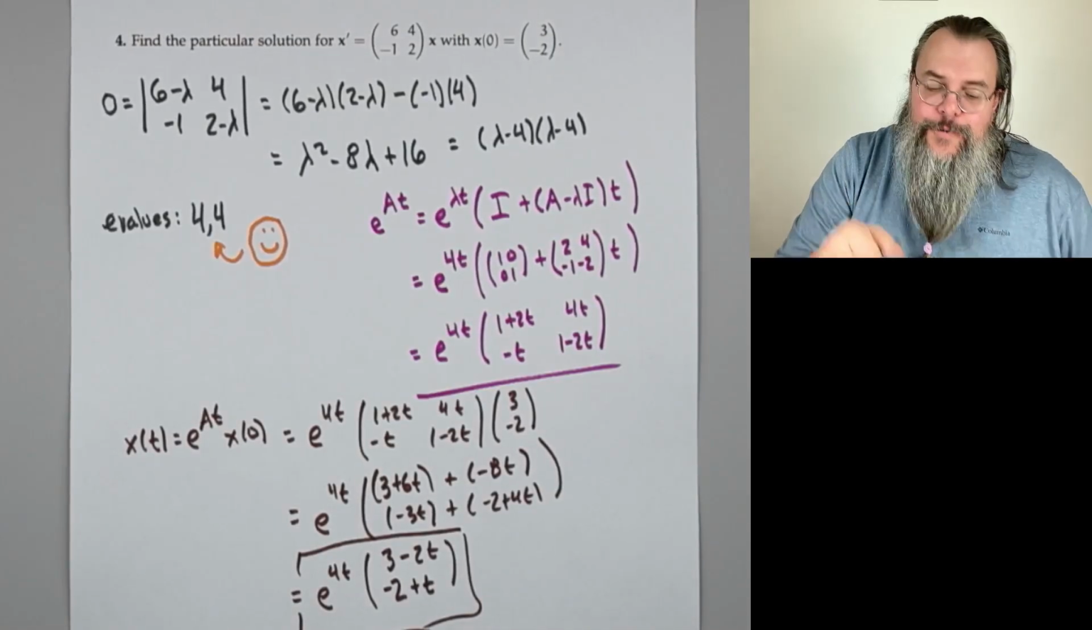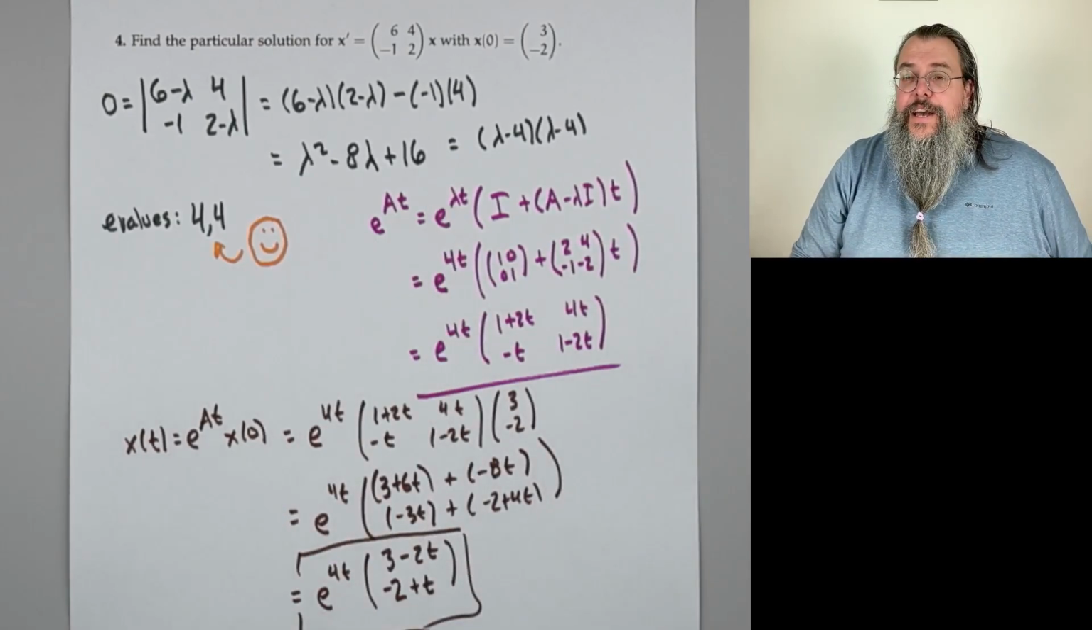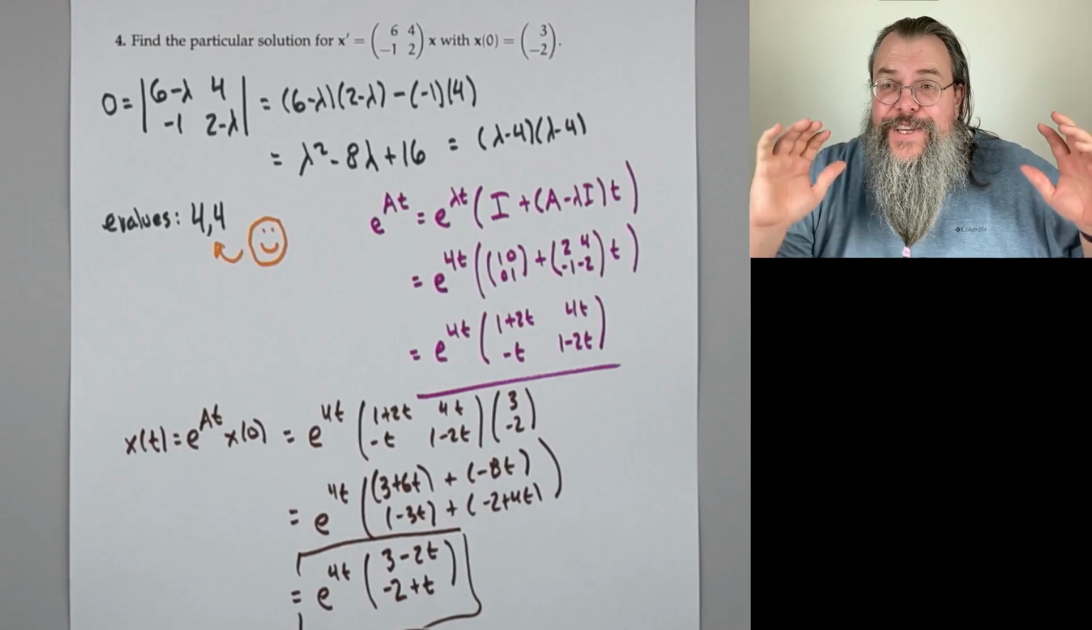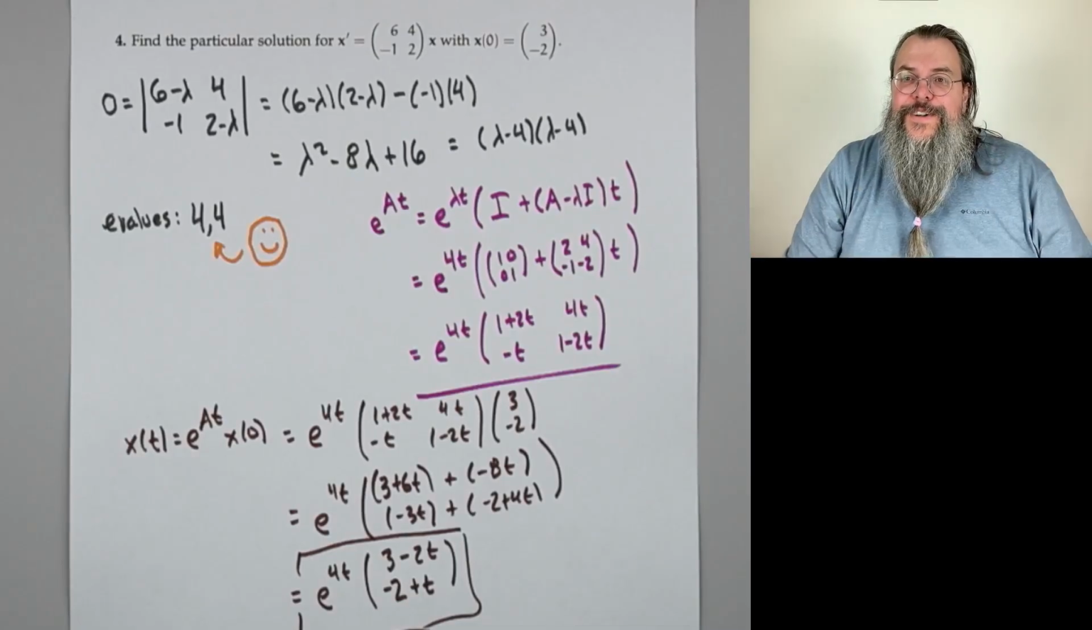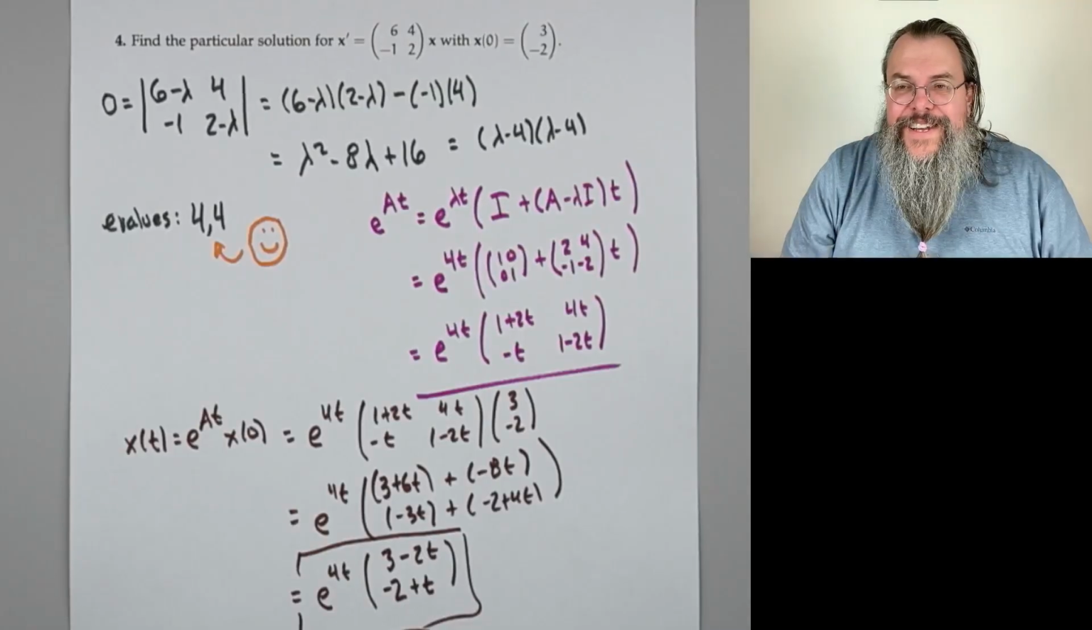So remember, repeated roots is happy because it gives us e to the At, and off we go. Off to the races. Life is wonderful. I hope we see another one of those. I like those.